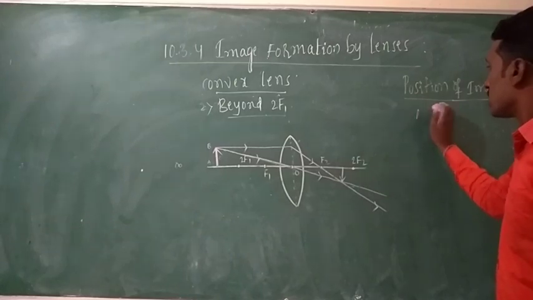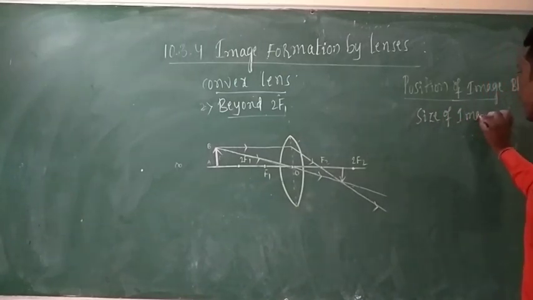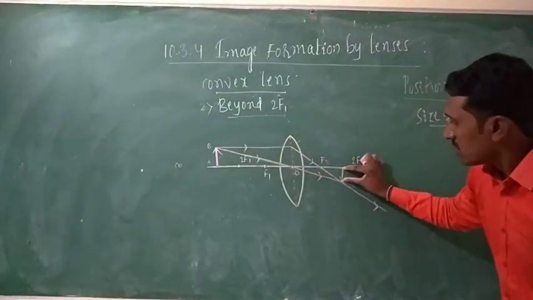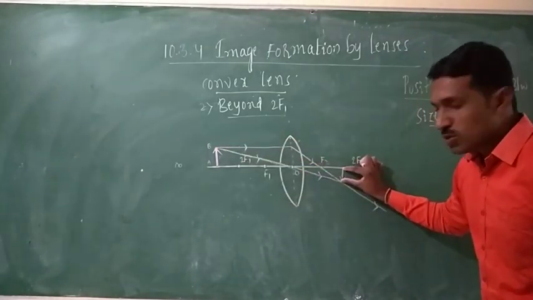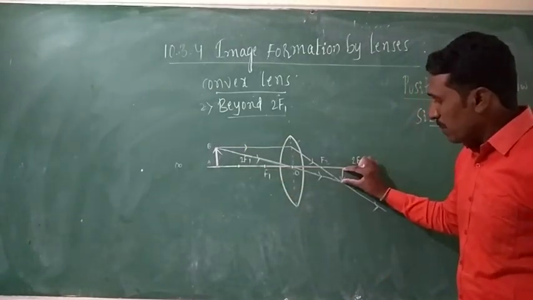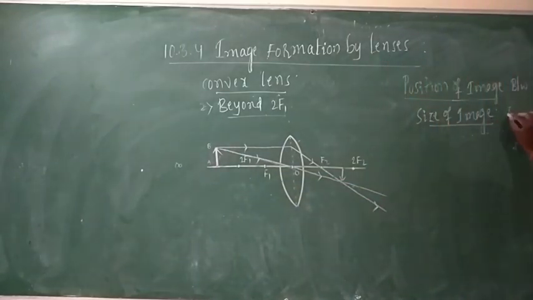Okay. Size of the image. This is size of object. This is size of image. Compared to size of object, image is smaller or bigger than the object? Image size, object size. So, size of the image is smaller than object.